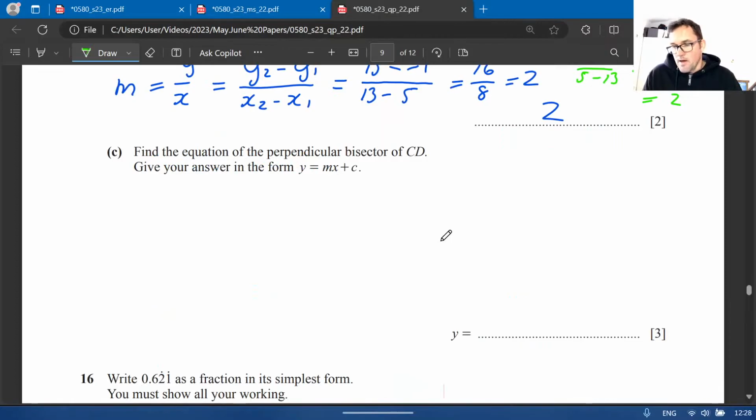Question C. Find the equation of the perpendicular bisector of CD.